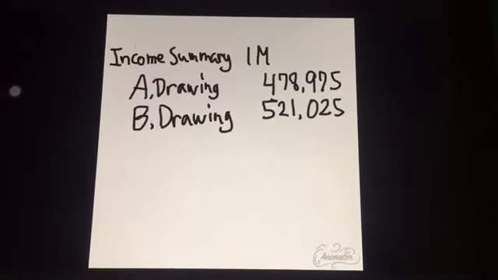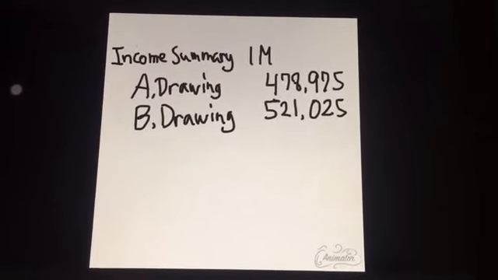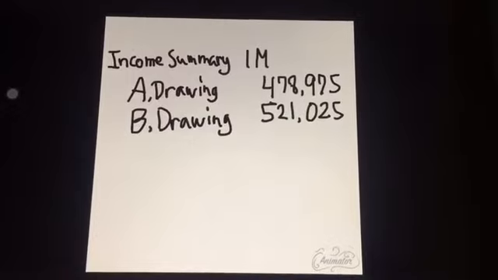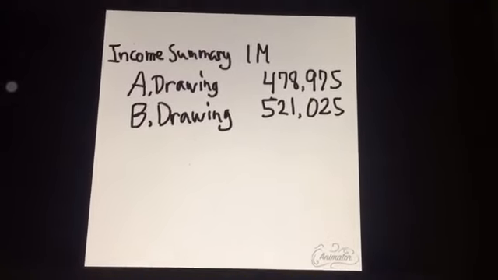And our journal entry for that is a debit to income summary amounting to 1 million, a credit to A drawing also amounting to 478,975, and a credit to B drawing amounting to 521,025. So that's it. Now let's try to go on deeper in this type of problem.